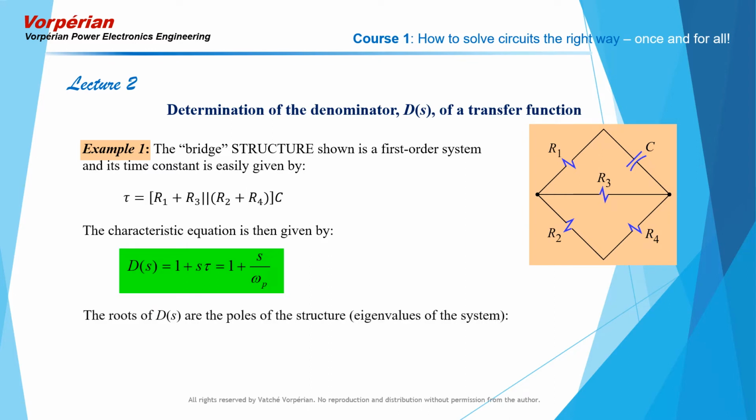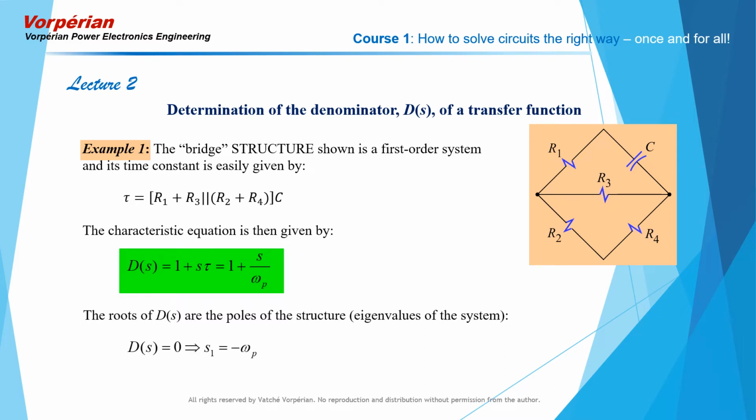Well, the root of d of s is supposed to give me the pole of the structure, and the reciprocal of the pole of the structure is the root. So effectively, the root of d of s gives me the time constant of the structure. Conversely, working it backwards, if I know the time constant of the structure, then I know the root of the polynomial d of s, and hence I know the polynomial itself. It's as simple as that.